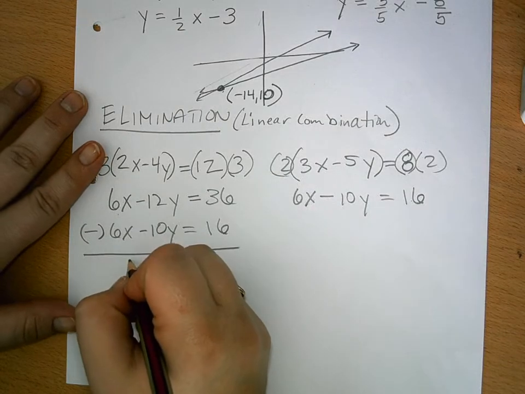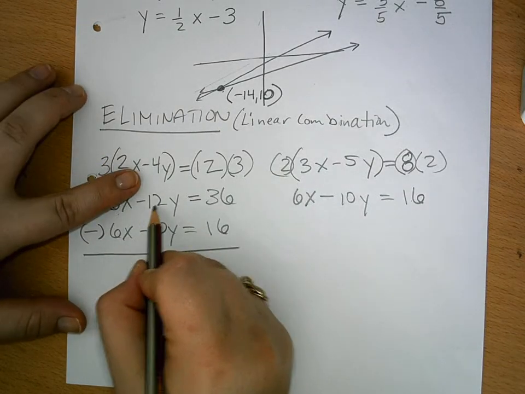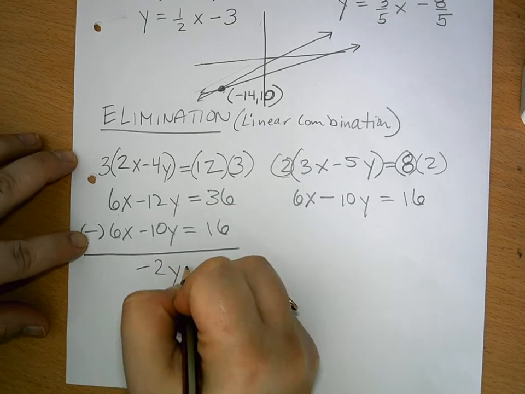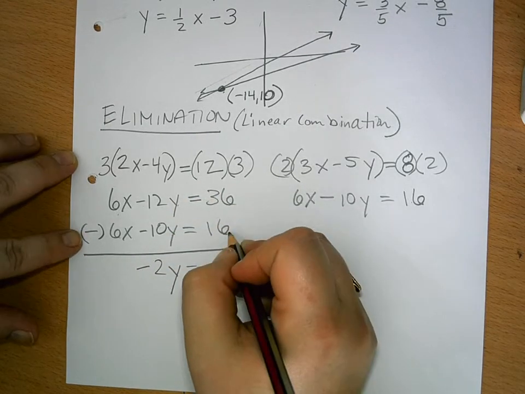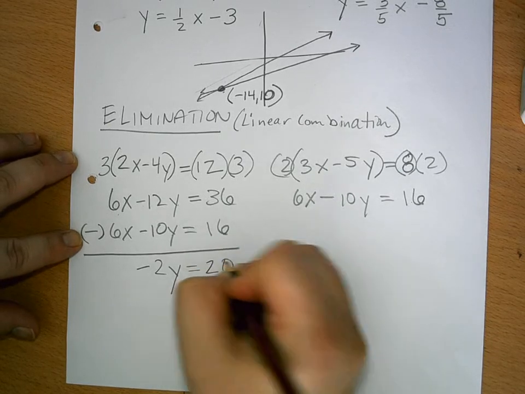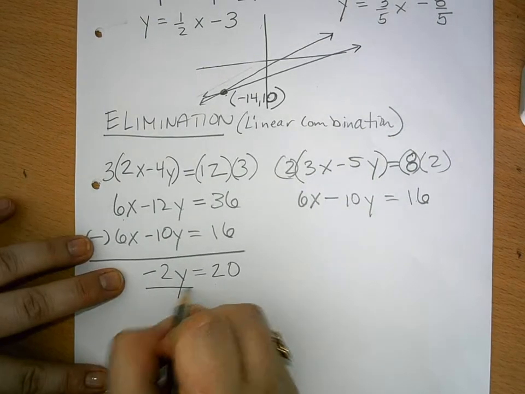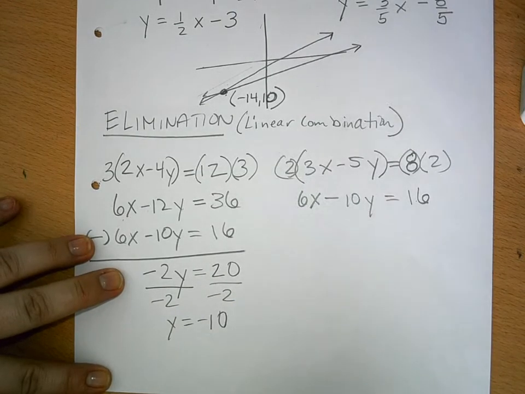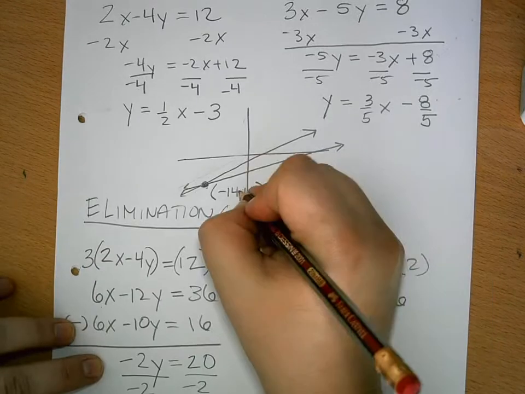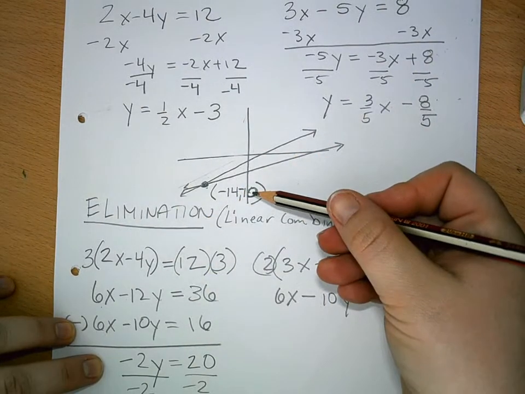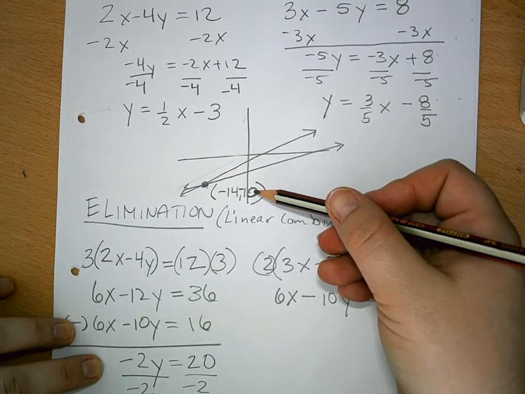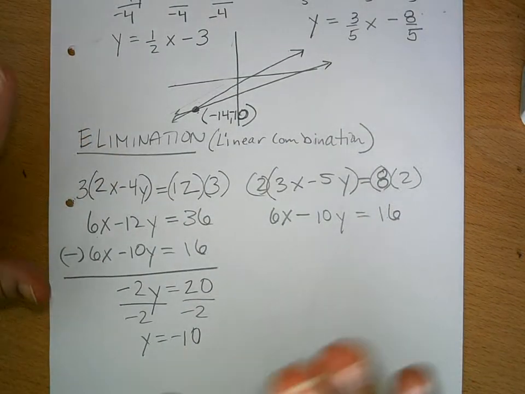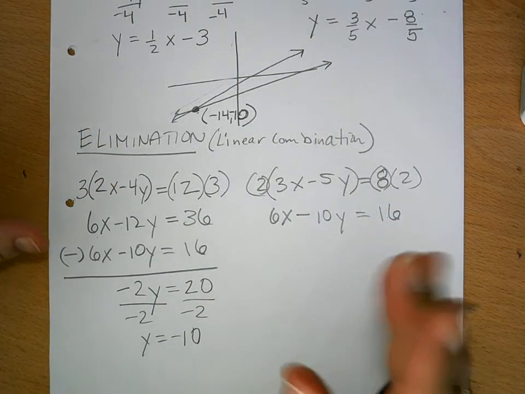x is eliminated. And we have -12y minus 10y, which is going to give us a -2y. And we have 36 minus 16, which is going to give us a 20. And la-ti-da, what do we have here? y equals -10, which is the exact thing that we got when we graphed. Whoa. Okay, hold on now. Don't get too excited yet. We're not done with the problem yet. We've got to make it through.